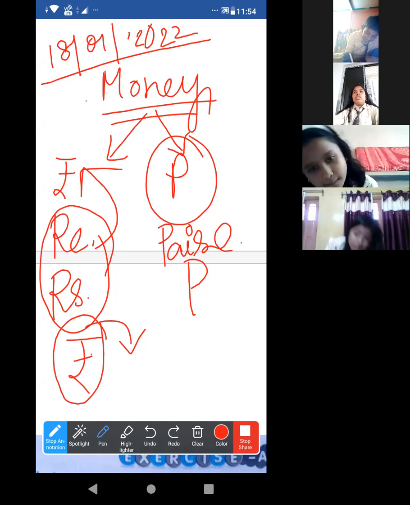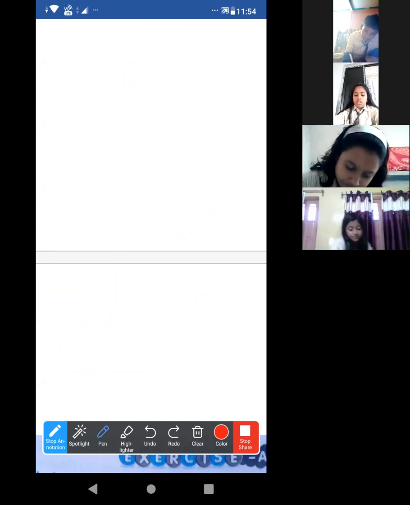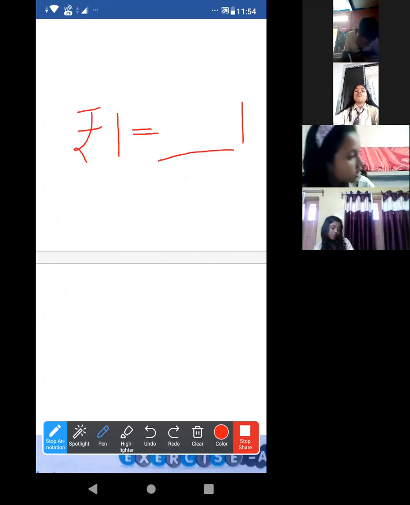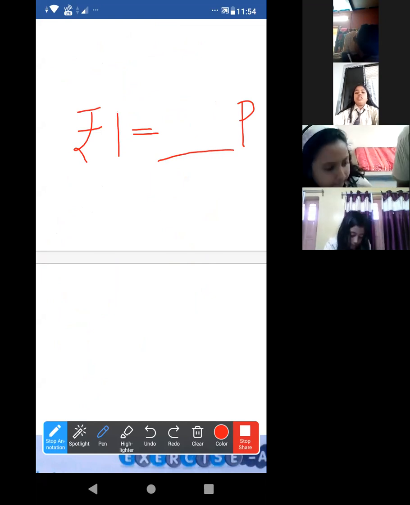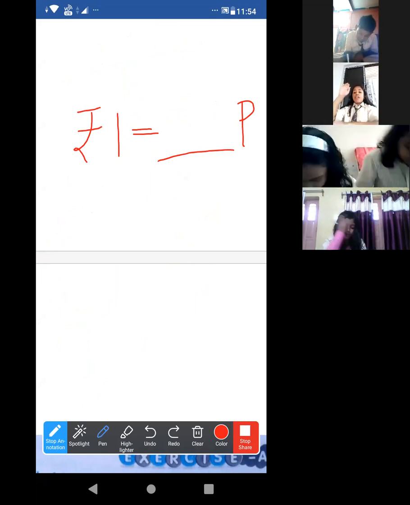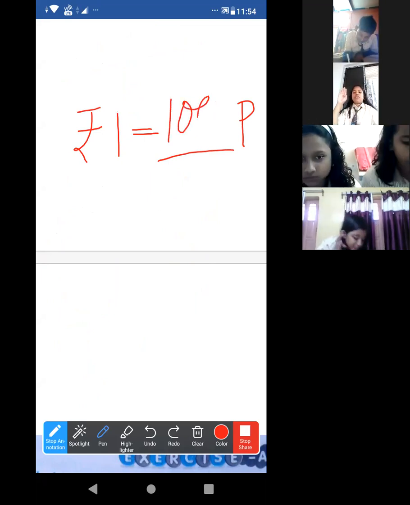Sharanya, sit properly, okay. Now look, suppose I am giving you 1 rupee. That means how many paise, do you know? It is already done in class 1, 2, 3. Say, Eliza? Okay, good. 100 paise.